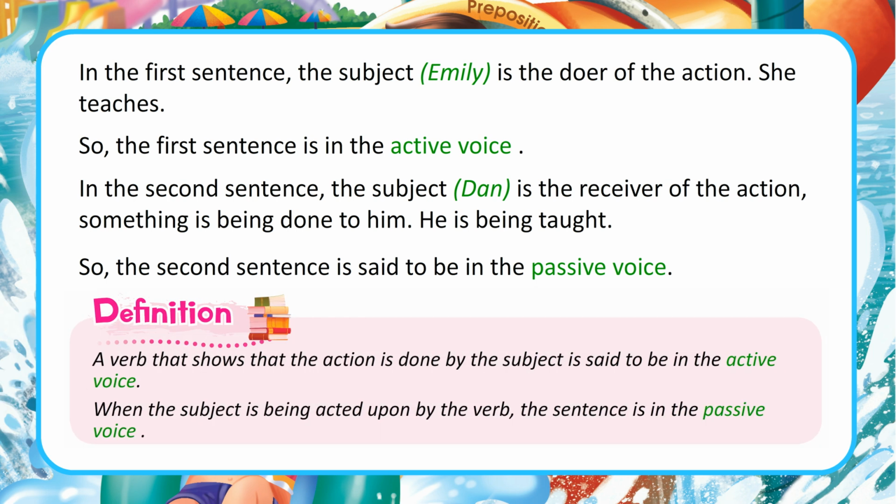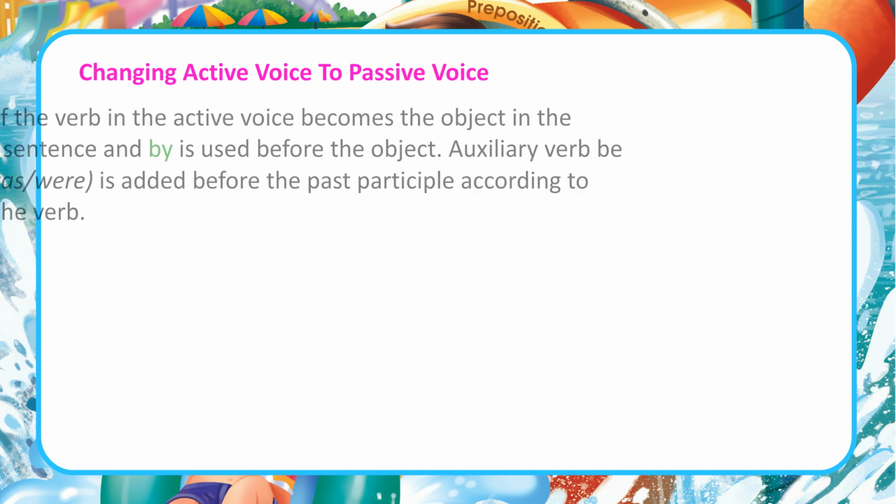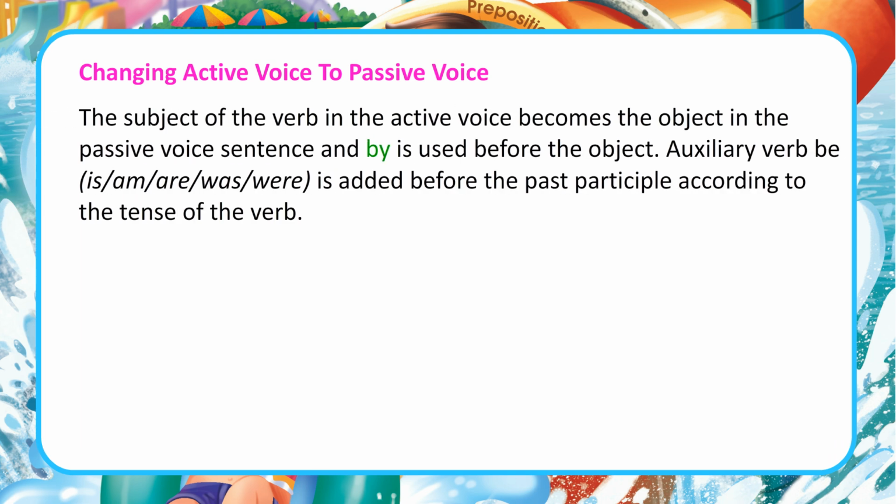Definition: a verb that shows that the action is done by the subject is said to be in the active voice. When the subject is being acted upon by the verb, the sentence is in the passive voice. Changing active voice to passive voice. The subject of the verb in the active voice becomes the object in the passive voice sentence, and "by" is used before the object. Auxiliary verb be, is/am/are/was/were, is added before the past participle according to the tense of the verb.